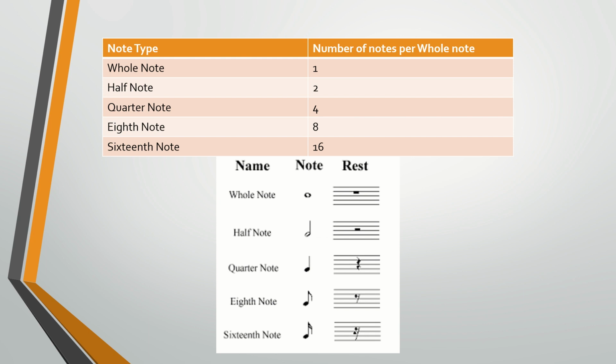The orange table shows the number of each note per whole note. The picture below it shows each note as its rest. A rest is when no note is played for the duration identified. For instance, a whole rest is 4 beats long. A half rest is 2, a quarter rest is 1, etc.